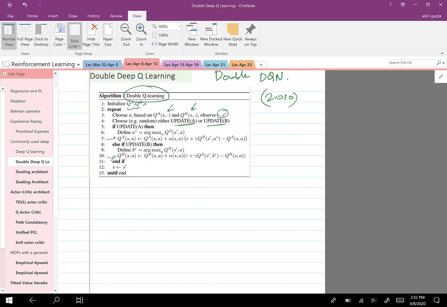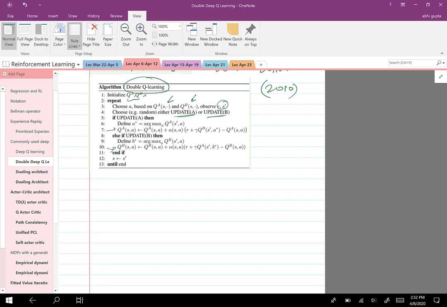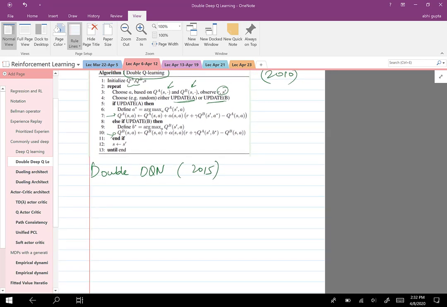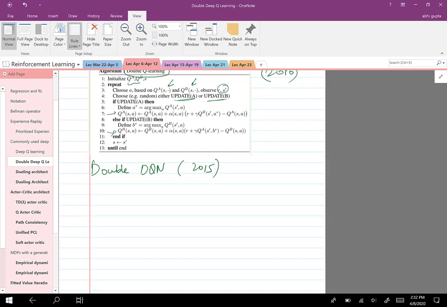Now, the double DQN algorithm came around 2015, and most of these algorithms that I'm going to talk about came from researchers at Google or DeepMind, which now is part of Google, or Google Brain, which is of course part of Google. So a lot of development has happened in Google for some of these algorithms. At least in the public domain, these papers are coming from Google's research group.